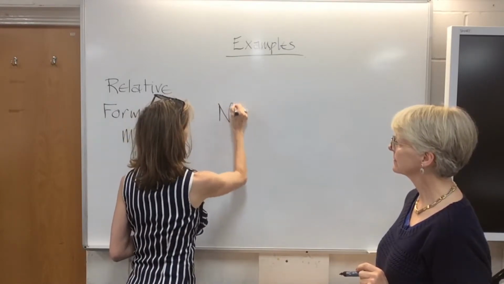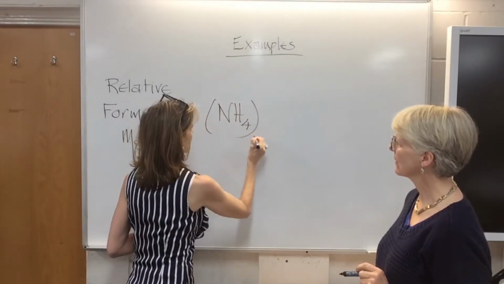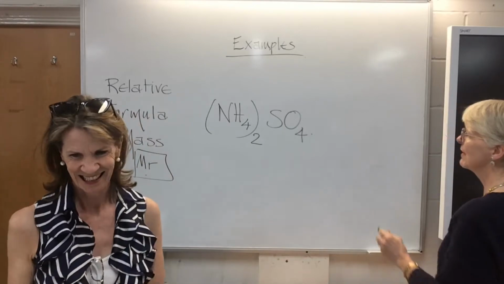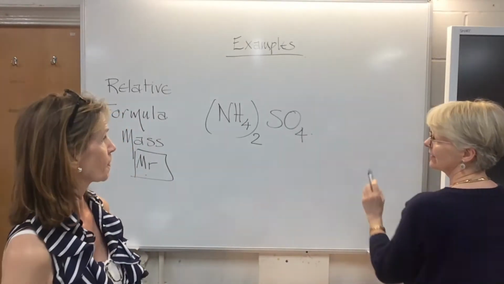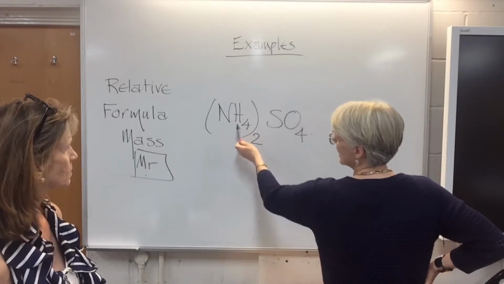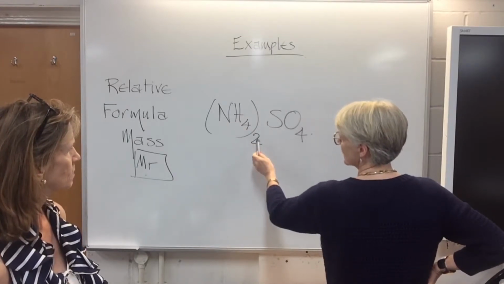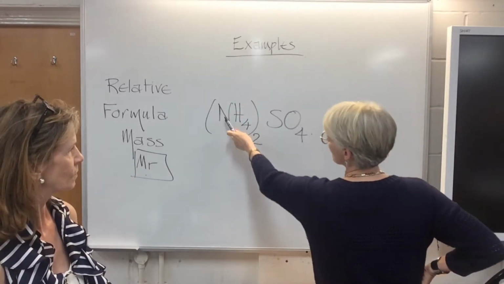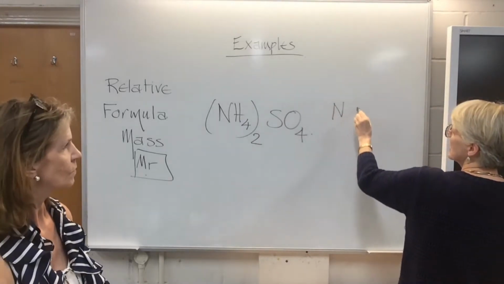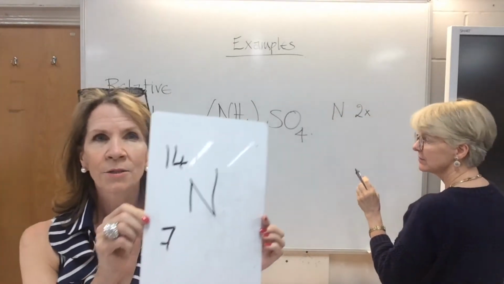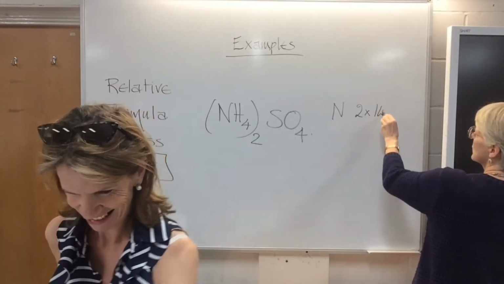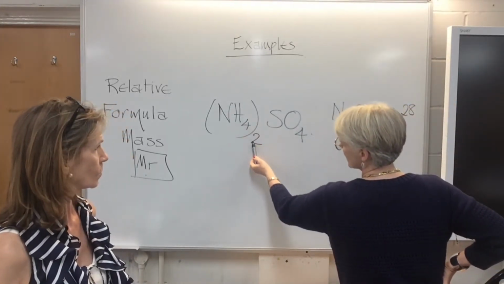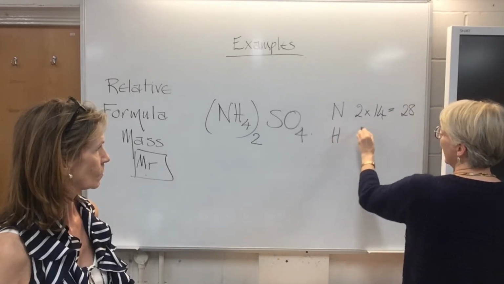Brackets, 2. The dreaded brackets. We love brackets. Okay, right, now, this one I'm going to have to think carefully about. So we have nitrogen here, but because there are brackets and a little 2 outside, it means everything inside the brackets is multiplied by 2. So nitrogen is 2 times its atomic mass, which is 14. 2 times 14 is 28. Now I've got 4 hydrogens, but everything's doubled.